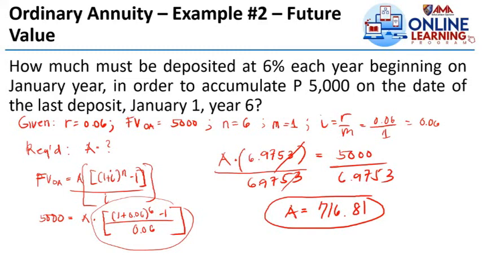So the answer for 1 plus 0.06 raised to 6 minus 1 over 0.06 is 6.9753. Then, multiplied by A, I divide both sides by 6.9753 so that only A is left on the left side. So the 5,000 is also divided by 6.9753. It turns out that you should deposit 716 every year, okay? To get 5,000 after 6 years. So that's the final answer.